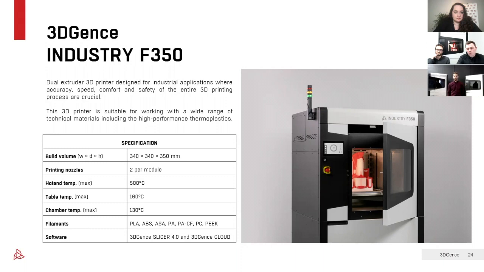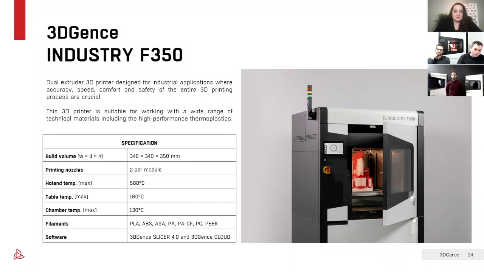So you can be sure that the part you are taking from the printer is in the specification that you are thinking of. So the dimensional accuracy, the mechanical properties, everything is in place. Of course, hot end temperature, 500 degrees, far more than enough for most of the materials that we are using. The most temperature-driven material right now that we have in the portfolio is PEEK, but this is still enough to process this material.